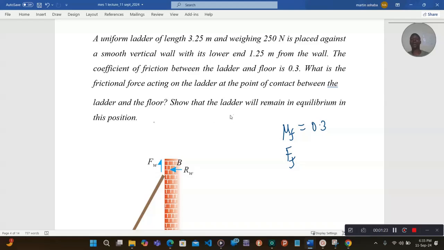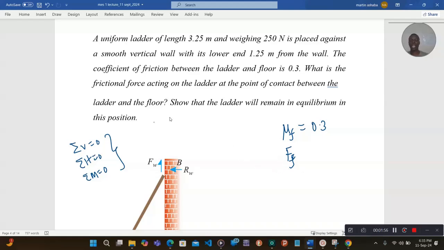So if we are going to use this ladder, if we consider all the three cases of static equilibrium, the sum of forces in the vertical direction equal to 0, sum of forces in the horizontal direction equal to 0, and sum of moments about a point equal to 0, if we explore all these conditions, we will find that we are getting different values of FF.